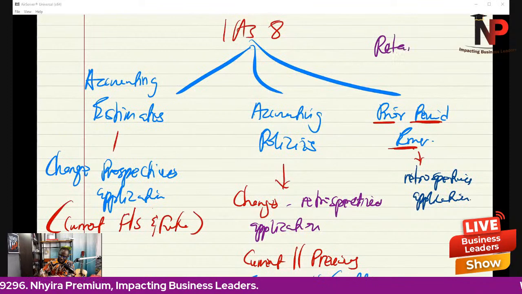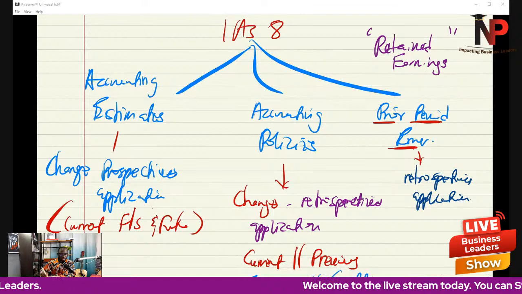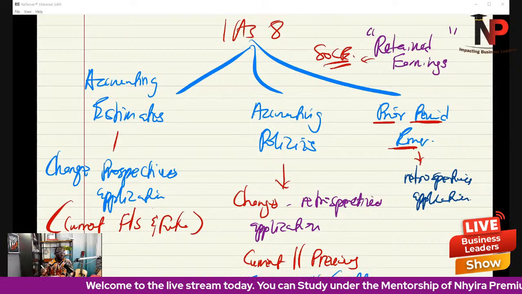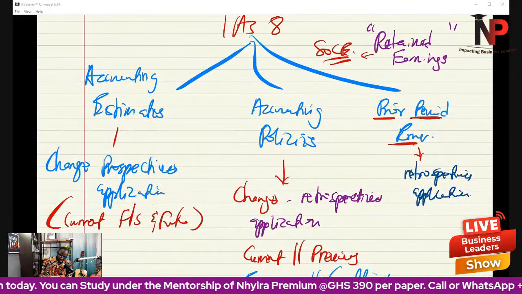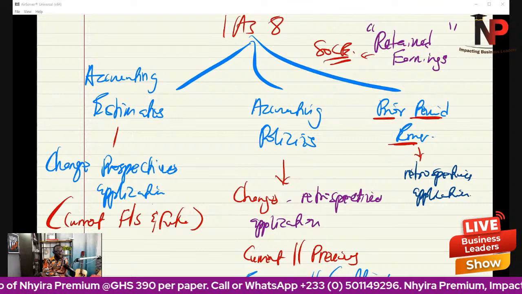Usually, it is something that is going to be done in the retained earnings. If you are preparing your financial statements, it is something that will be done in the retained earnings, which will be part of the statement of changes in equity when you are preparing that. So usually prior period errors are going to be seen or treated in the retained earnings, and that will be part of the statement of changes in equity.